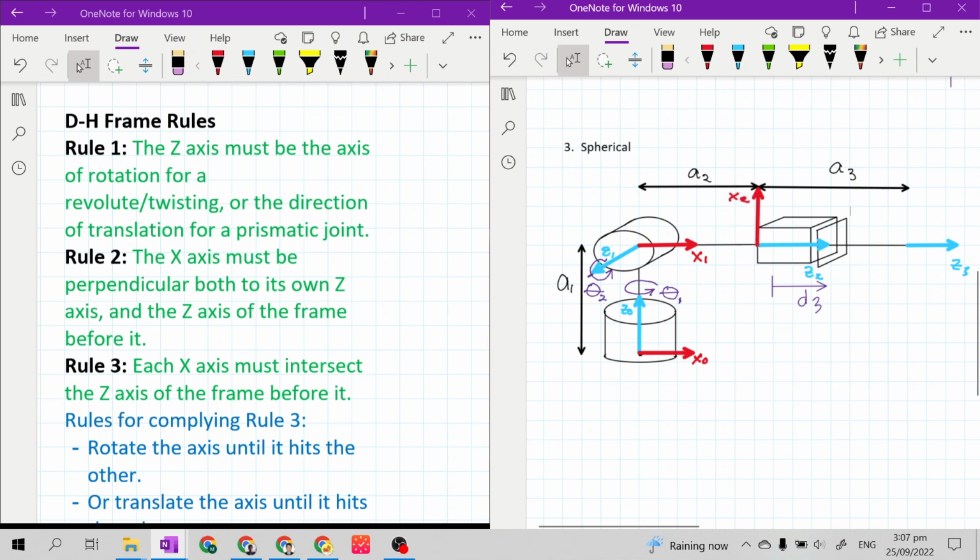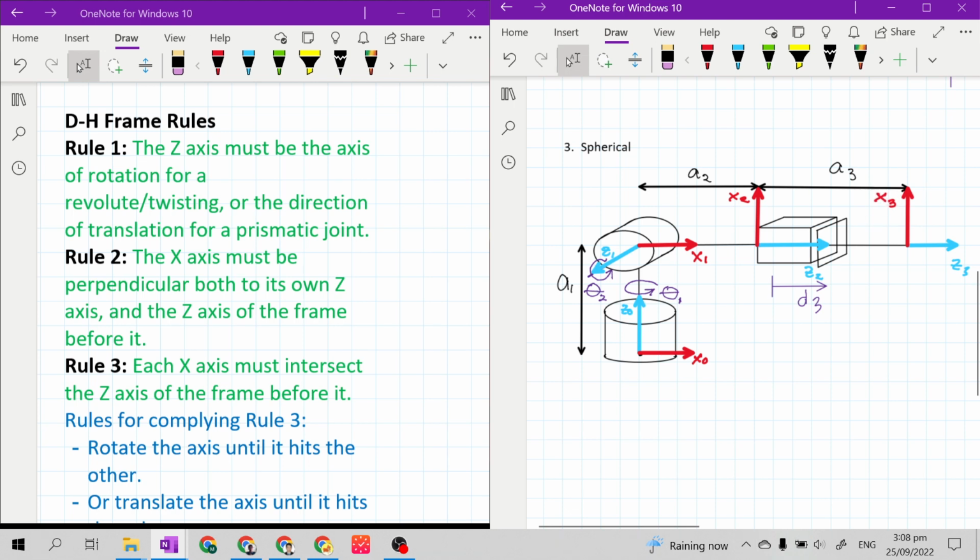Okay, for the end effector, let's see. So based on rule 2, we have z sub 2 and z sub 3 pointing to the right. So we have 4 choices, but I will choose upward, to make it easier for me to see x sub 3 and to make it the same with x sub 2 for future calculations. This will be our x sub 3.